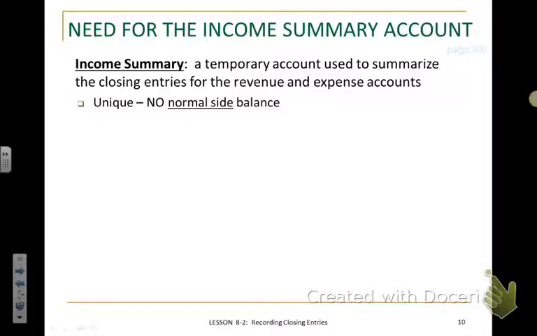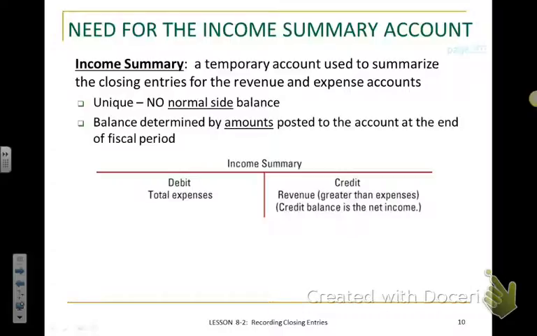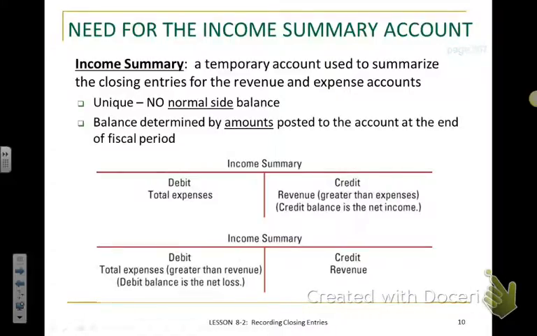Its balance depends upon whether you have a net income or a net loss, because we ultimately roll the net income or loss into the income summary account before we roll it into the capital account. Balances are determined by the amounts posted at the end of each fiscal period. The balance is based on the debits and credits associated with the expense accounts and the revenue accounts. If your revenues are greater than your expenses, you get a credit balance, and the credit balance is a net income. If your debits are greater than your credits, you have a net loss, and your income summary is going to have a debit balance.